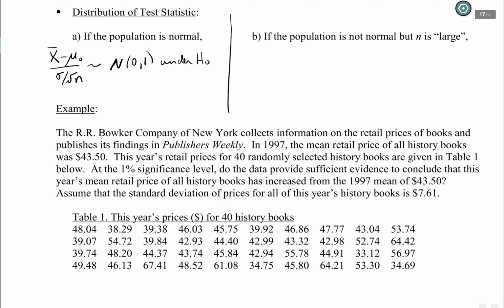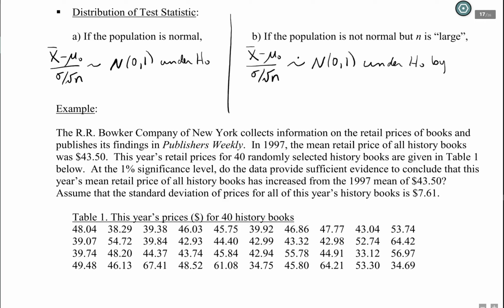Now, if the population is not normal but n is large, then this ratio, the same test statistic, is approximately standard normal under the null hypothesis, and this is by the central limit theorem. Okay, so the central limit theorem is driving the result, allowing me to get the null distribution of this test statistic.